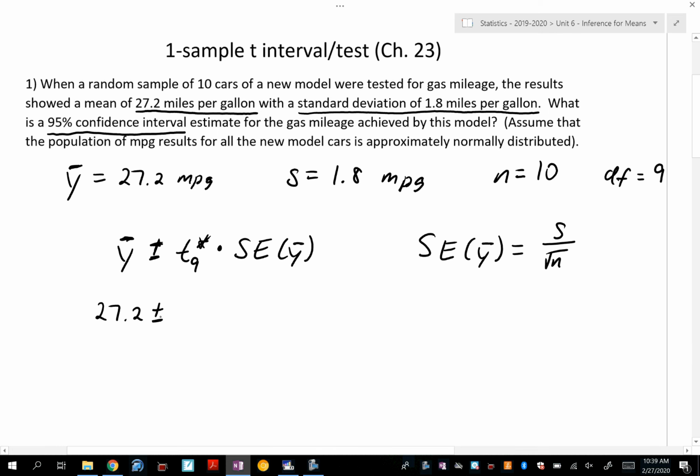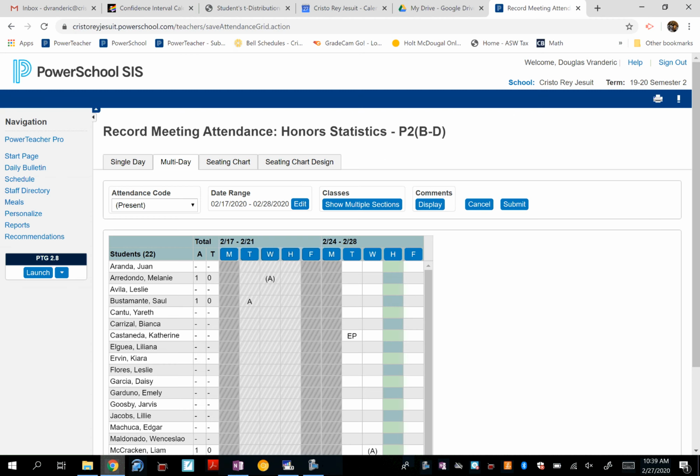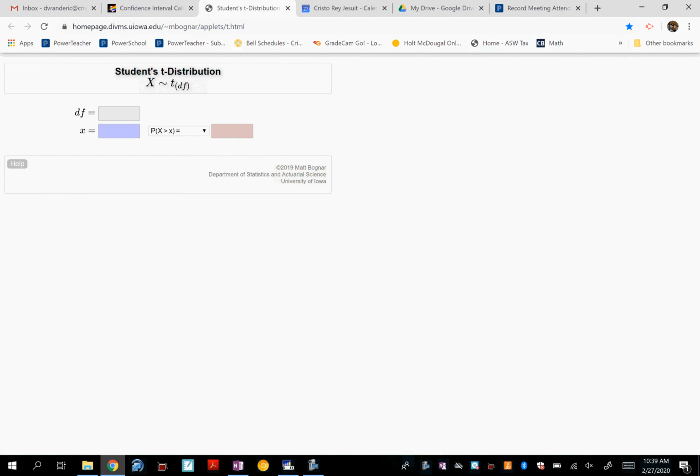Now, here's the first change. With proportions, when you see a 95% confidence level, because we are using the normal model, you would write 1.96. We're not going to write 1.96. I'm going to go find it. Actually, I'm not going to use MathCracker. I'm going to use this t-distribution applet that I showed you yesterday.